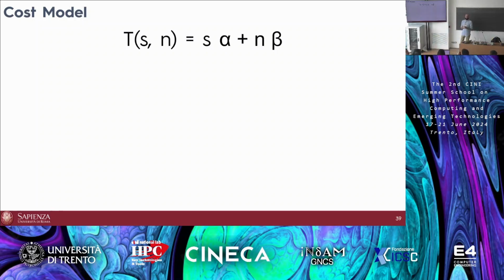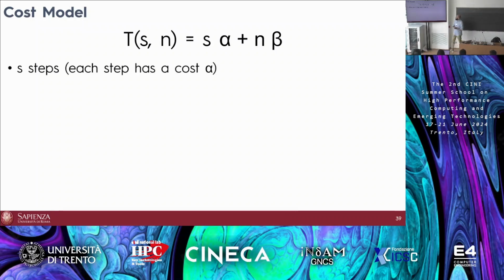S is the number of steps I perform. Usually I need to do some distributed memory calculation, and I do this step by step. Usually I do S steps, and after these S steps, I have the result I want. And N is the number of bytes that I need to send. Those are the two variables.